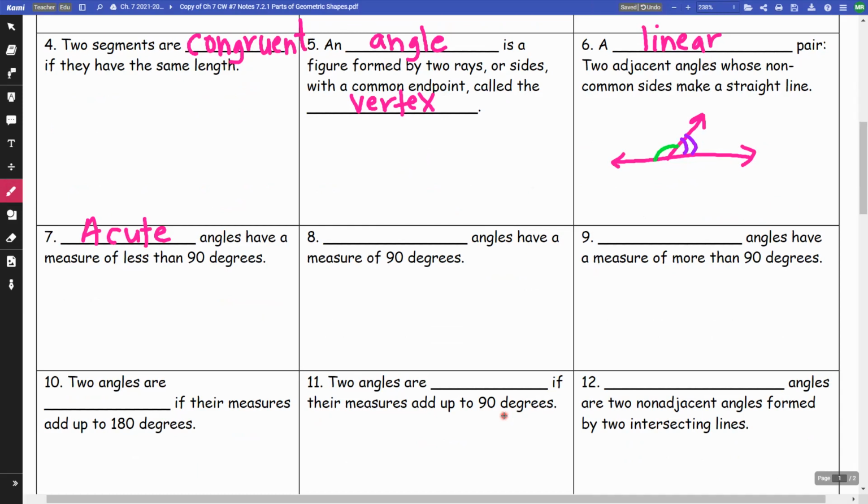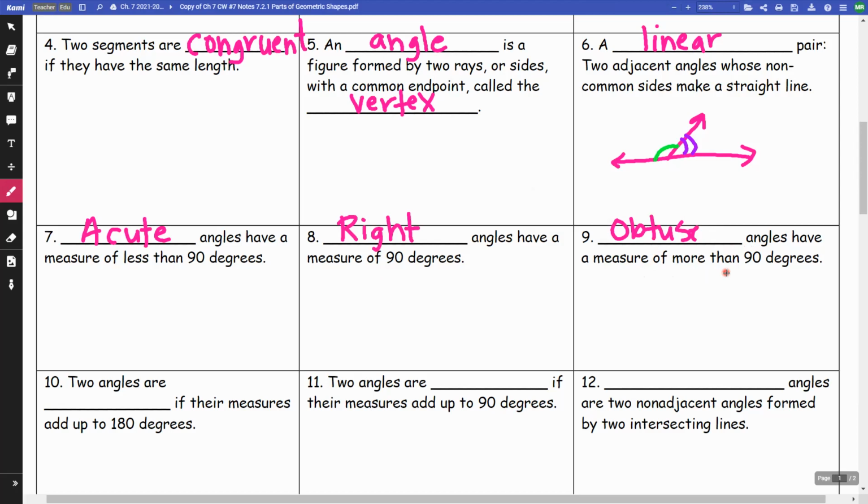Number eight, blank angles have a measure of 90 degrees. That is going to be right. Right angles have a measure of 90 degrees. Blank angles have a measure of more than 90 degrees. So that is going to be obtuse.